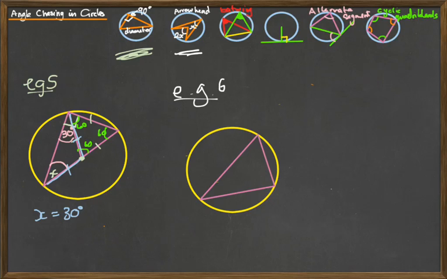Next example, example 6. Draw this triangle. Okay, we're given this angle is 88. We're given that angle is 40, and our job is to work out that angle. Okay, right. Now I've kind of underlined it. Hopefully you might have seen that.